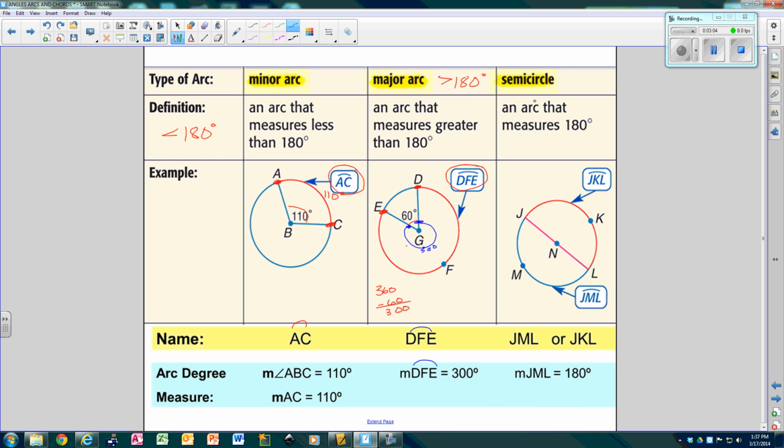Then you have your semicircle. The semicircle is half the circle, and it is equal to 180. So you find your diameter, and you have two semicircles. You have semicircle JKL, where you start, where you end, and the direction. And then you also have semicircle JML. So you have two different semicircles. Arc JML or arc JKL both measure 180 degrees. So you've got arcs, and do not forget those arc symbols.